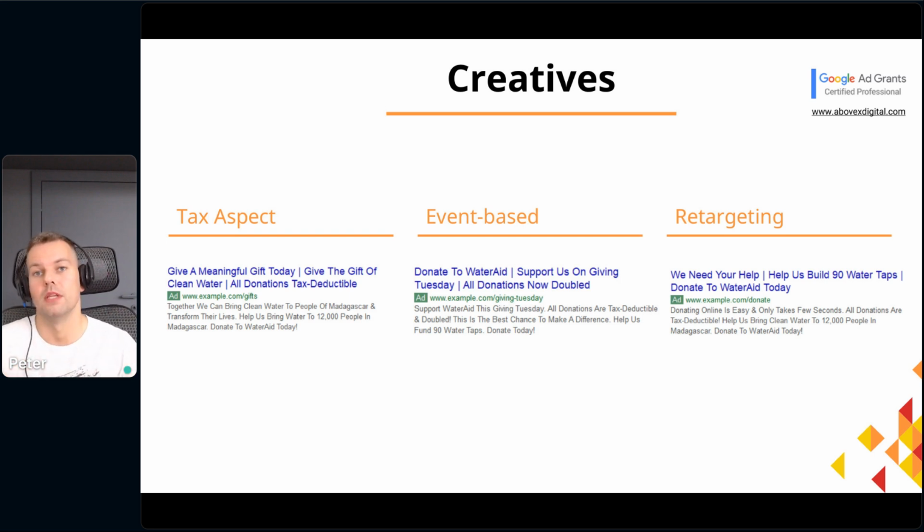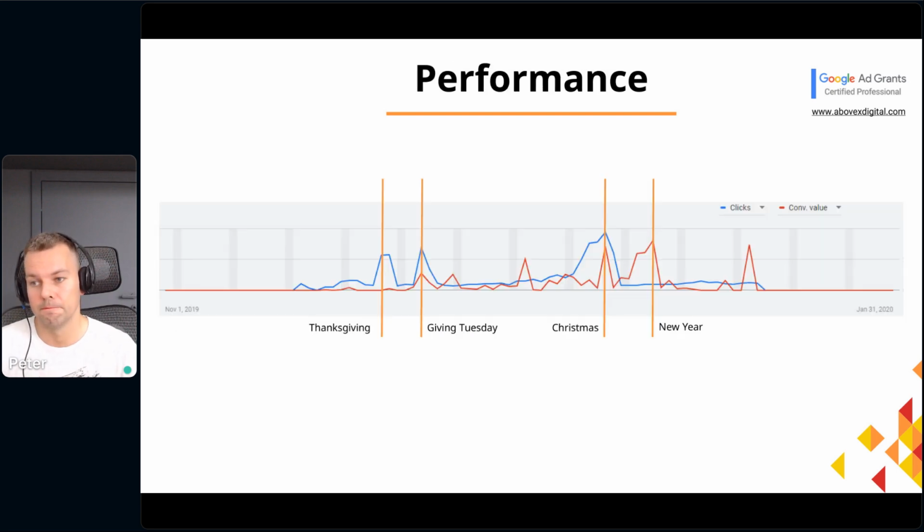So those very urgent messages, just giving them reasons why now is the right time, right? So we created these three segments and then we get this creative to support each one of them. And this is the chart that shows the timing, right? This is the same client, and you can see here the blue line is clicks and the red line is conversion value. You can see that there are distinct peaks here.